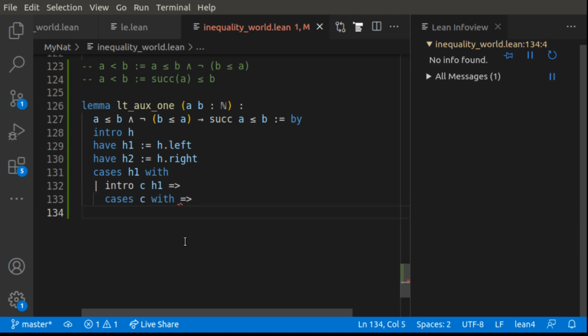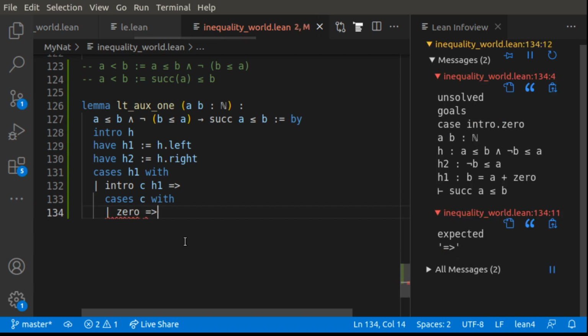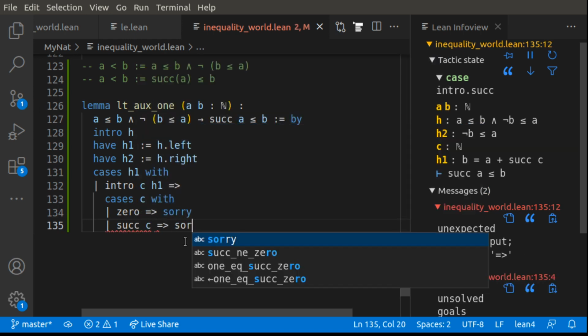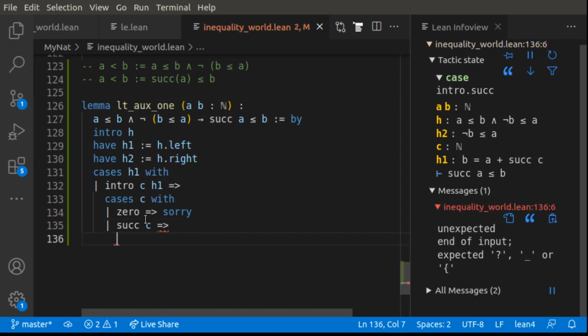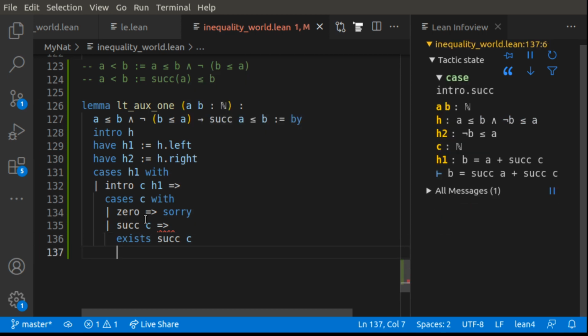With 0, successor of c. Okay, we'll do the 0 case later, but for the successor of c case, let's think. Okay, b equals a plus successor of c. Okay, so exists successor of c, or just exists c. And now we just move some stuff around between h1 to get to b.